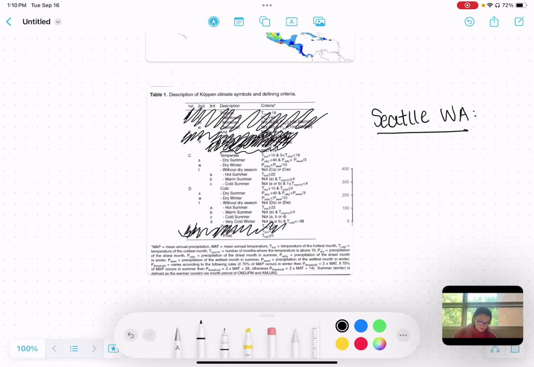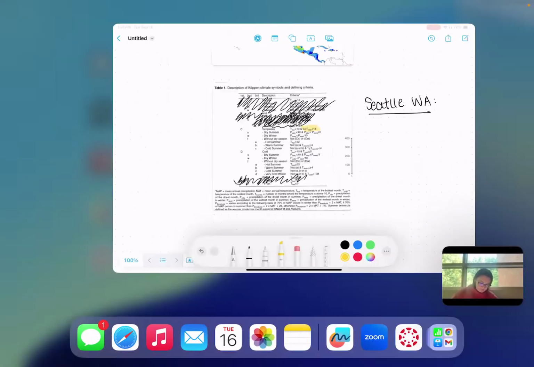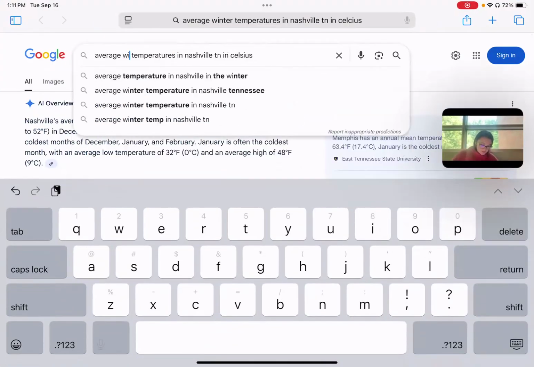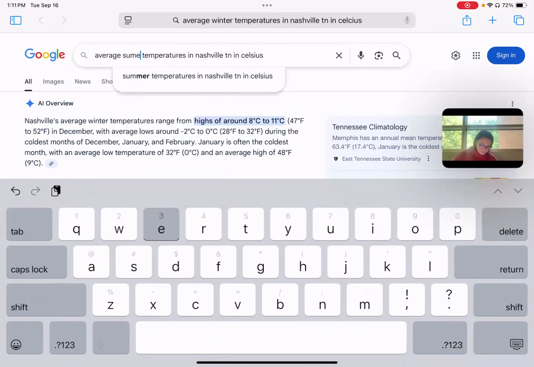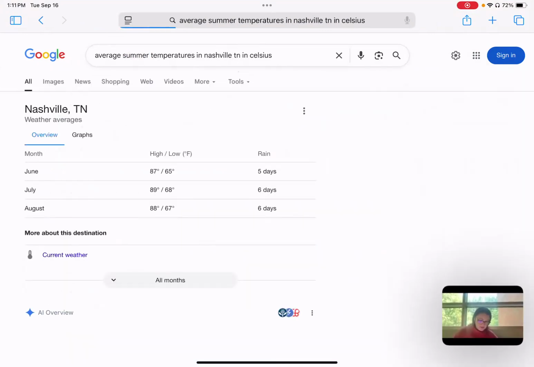So is T cold greater than 0 but less than 18? Yes, it is. It's 8 to 11. So it is in that threshold, so great. And then is T hot greater than 10? So let's use our good friend Google again. So average summertime temperatures in Nashville, Tennessee in Celsius.